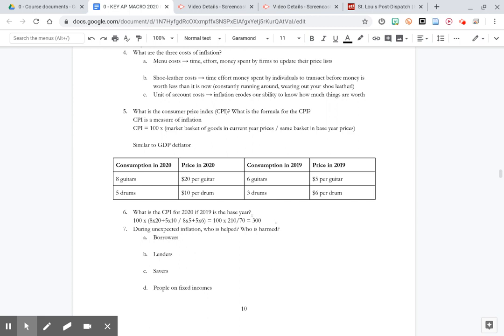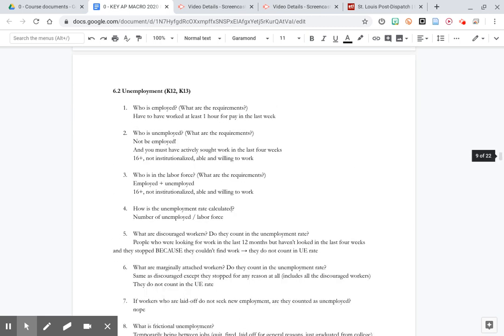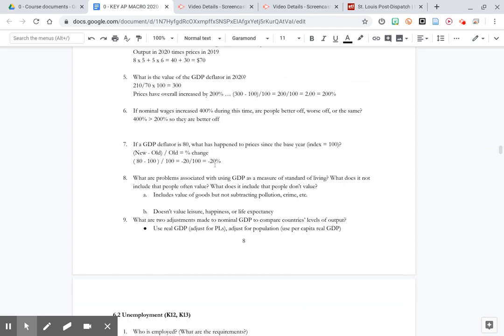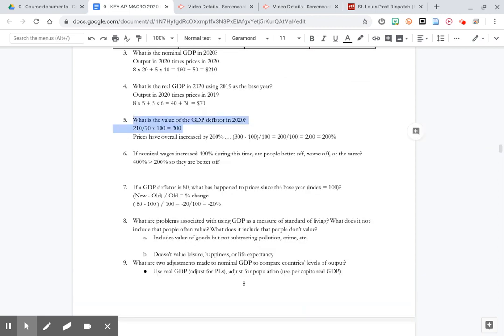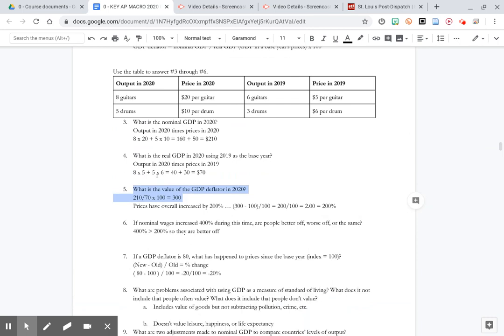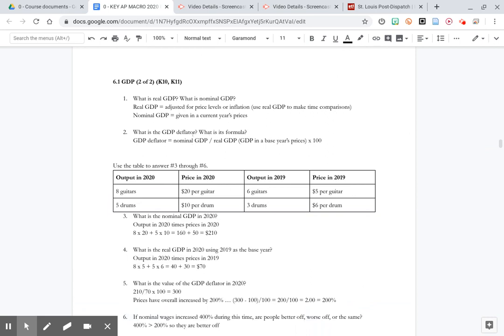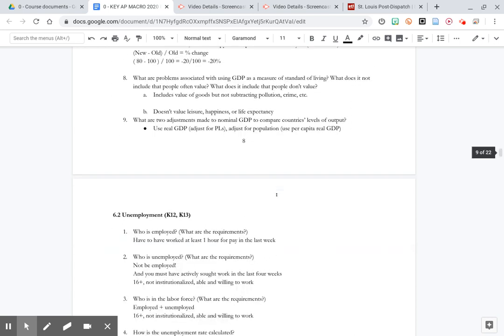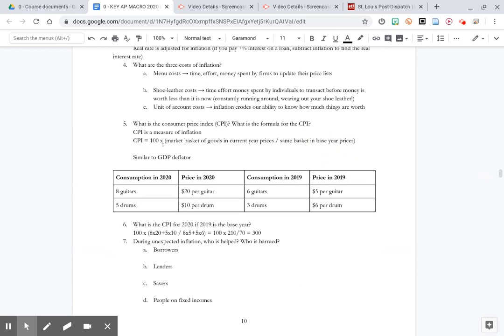You notice that this is the same calculation that we did for the GDP deflator. Here it is, we did this exact same thing in the table up here, because basically we're calculating them the same way. GDP deflator is nominal GDP over real GDP. Another way to say it is the output in current prices divided by current output in base year prices. So it's essentially the same idea as the market basket of goods in the current year prices divided by the same basket in the base year prices.